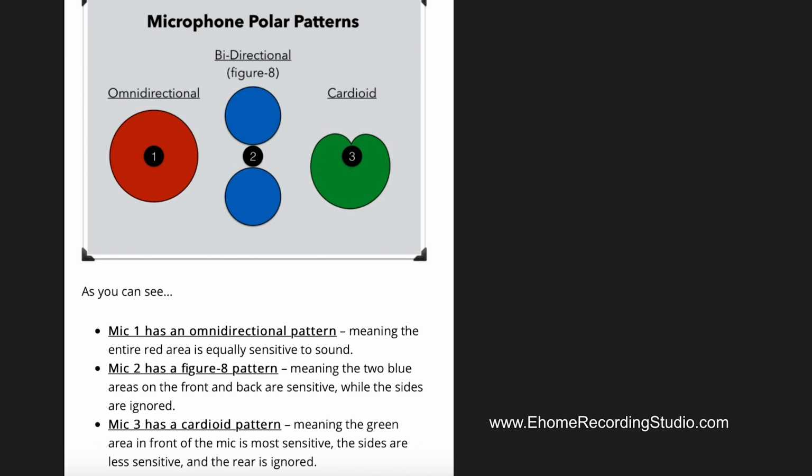Microphone 3 has a cardioid pattern, meaning the green area in the front of the mic is most sensitive, and the sides are less sensitive, and the rear is ignored.